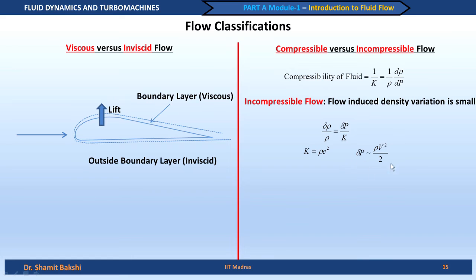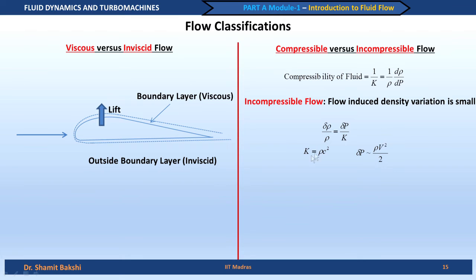Now, we will introduce this later, but actually you can write delta P, that means the flow induced pressure variation, can be scaled with rho v square by 2. In the next chapter we will be introducing this relation. So, delta P can be related to rho v square. If the velocity in the fluid is v, then the pressure variation can be estimated using this relation. The pressure variation will be rho v square by 2.